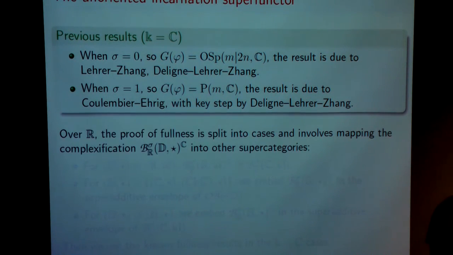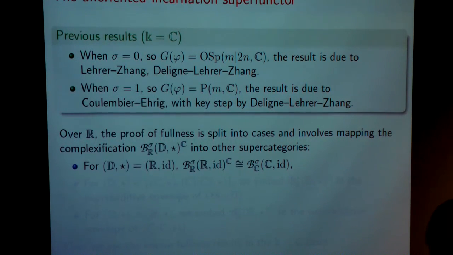Now, over the real numbers, let me just say the philosophy of the proof is quite simple, but the technical details are quite hard. The philosophy is that you complexify and you use the results over the complex numbers. That's not so hard to state. But the details are quite technical, as Oded asked about. They're not at all uniform. If you pick real numbers with the identity involution, that's the easiest case. You complexify this category, you just get the complex version of that category.